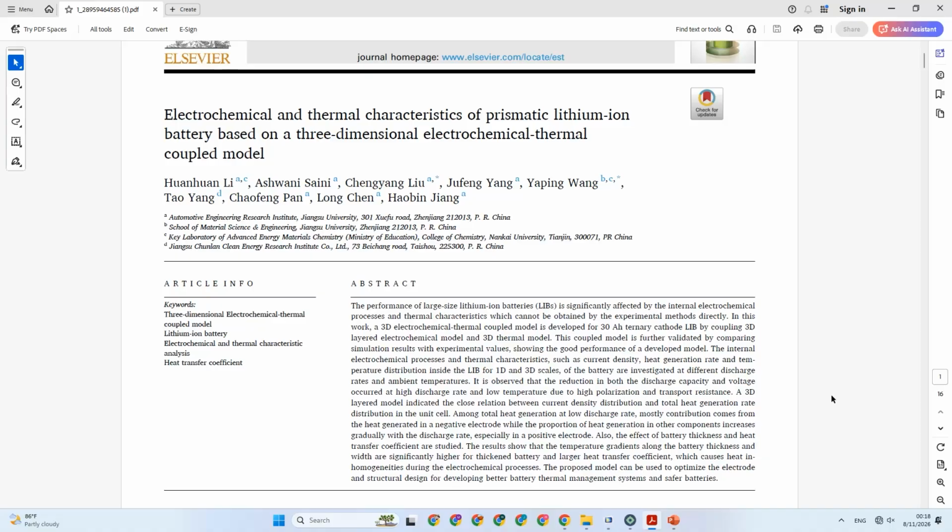In this video, we are going to learn how to model and simulate a lithium-ion battery using COMSOL Multiphysics. We will start by defining the battery geometry and material properties, then set up the electrochemical model and boundary conditions. Finally, we will run the simulation and analyze the battery performance and simulation results. So let's get started.